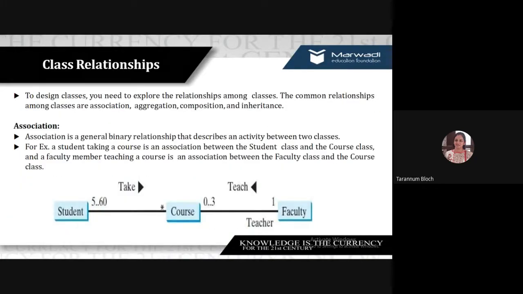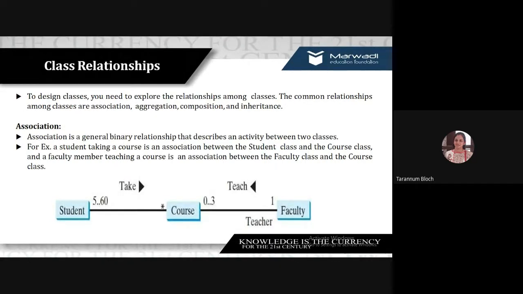Now we are moving to a new topic in terms of object oriented thinking, which is about relating one class with another class. We call it a class relationship. Now, look at the diagram first.